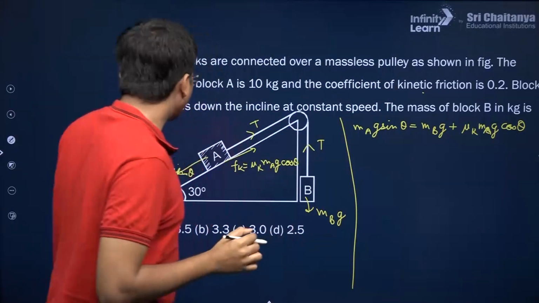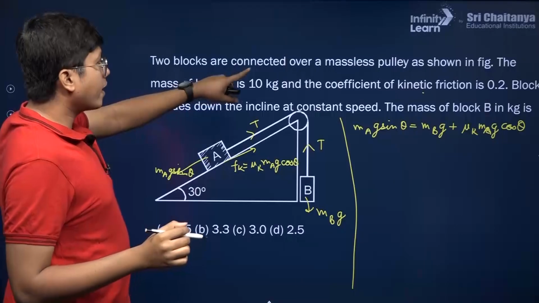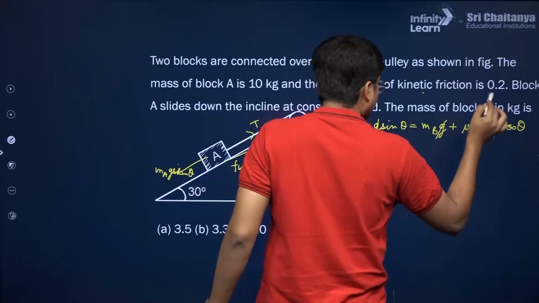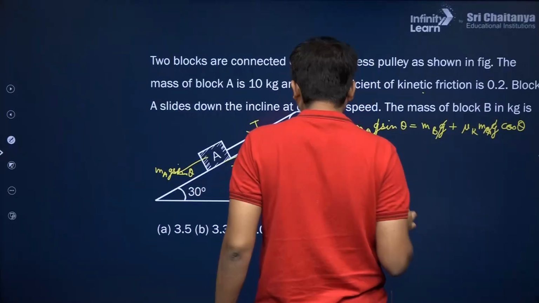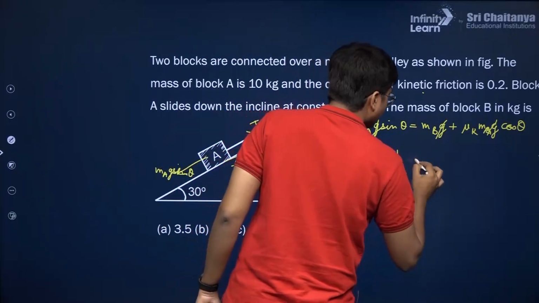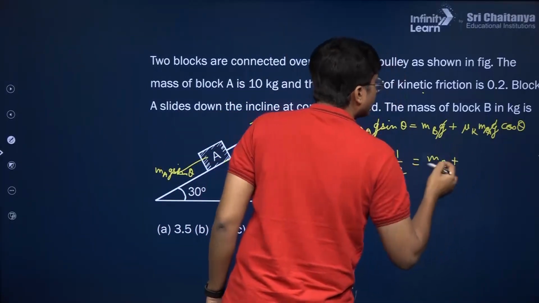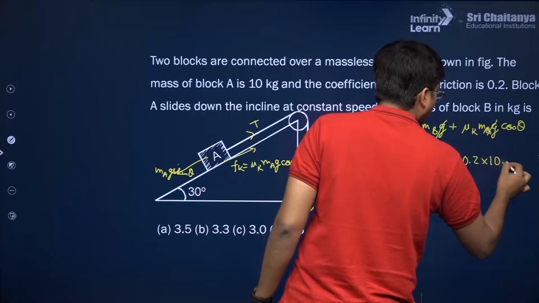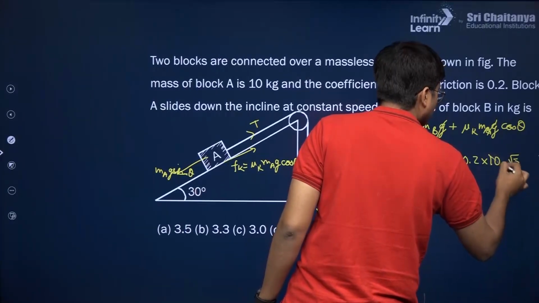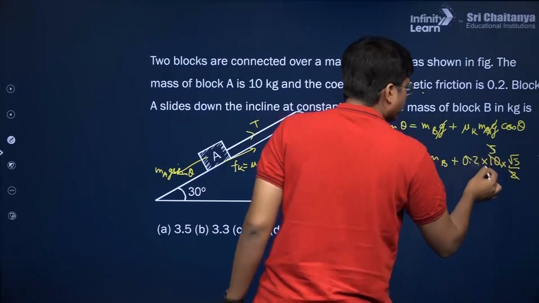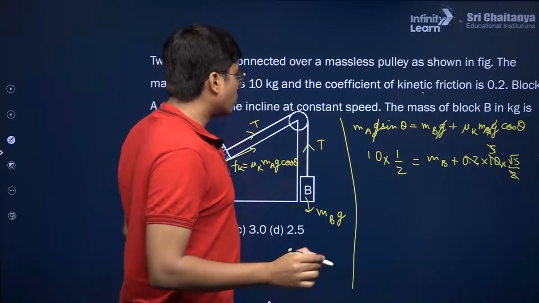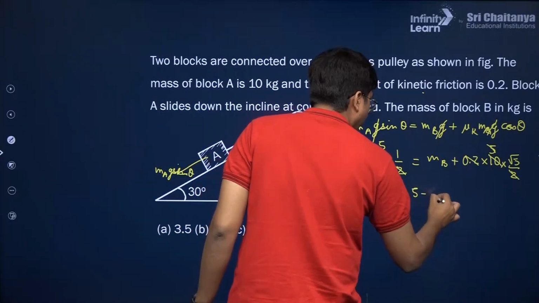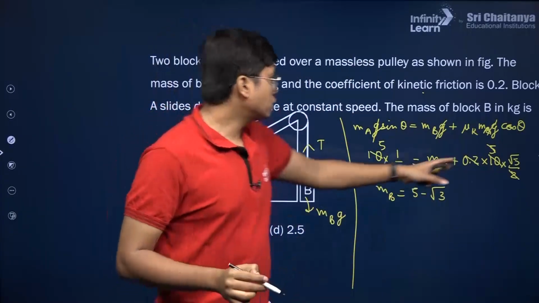Now what all values have we been provided? We have been given theta, MA and mu k. We need to find MB. So first up, cancel out the G's. You have MA equal to 10 into sine of 30, which is half. MB is what we need to find out. Over here, mu k is 0.2, multiplied with again another MA, that is 10 into cos theta, which is root 3 by 2. Cancel it out with 5 over here. 5 into 0.2 is 1. So MB, this again is 5. MB would be equal to 5 minus root 3, because this root 3 comes over this side.